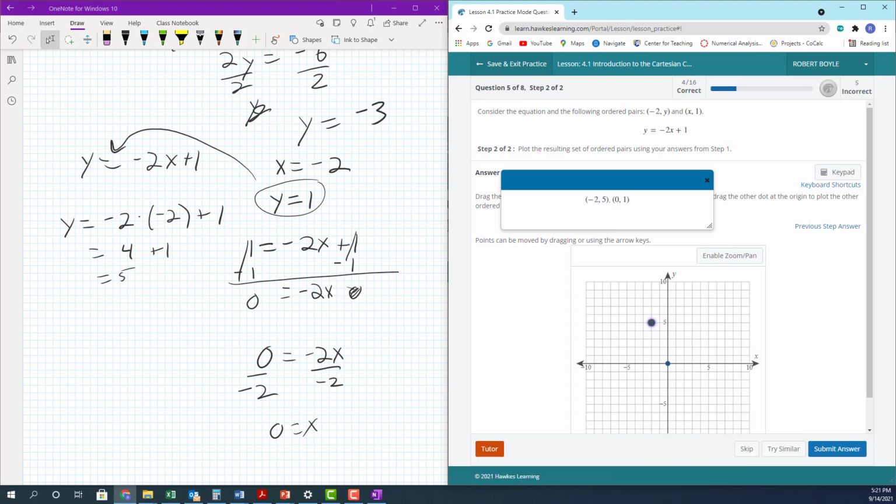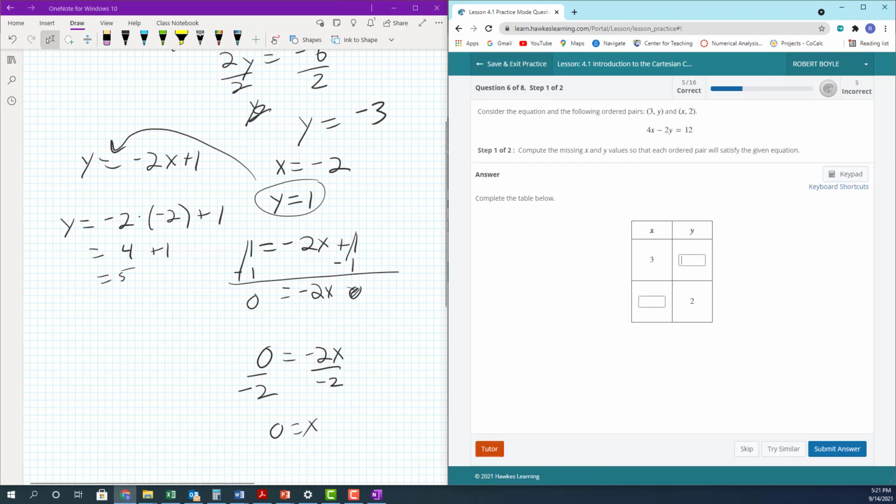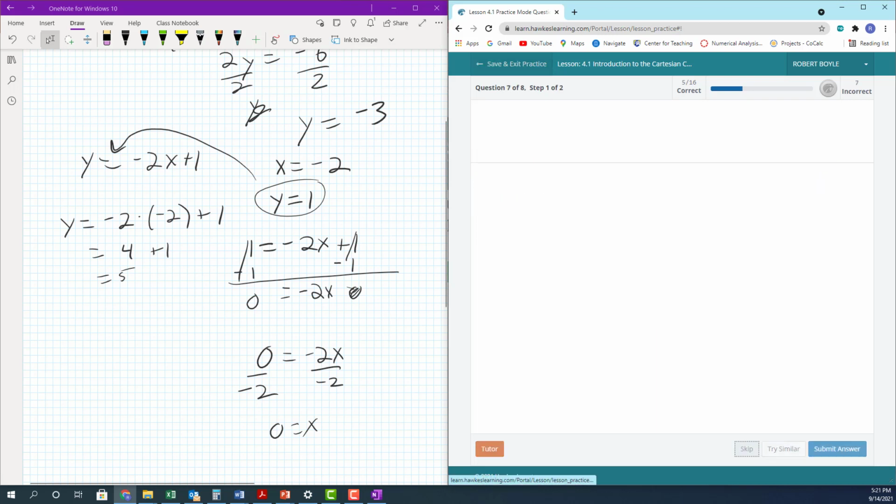And then the next one is 0, 1. So we don't need to move it in any direction along the x-axis, but we need to move it up 1 in the y-axis. And there we are. Those are our 2 points. We can submit our answer, and we are right. And I believe those are the types of problems that you will be dealing with. This is, again, another table problem. We've seen that one. This is the last set of problems that you will have.